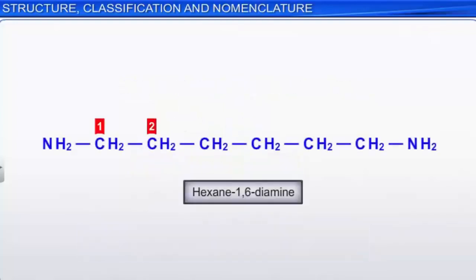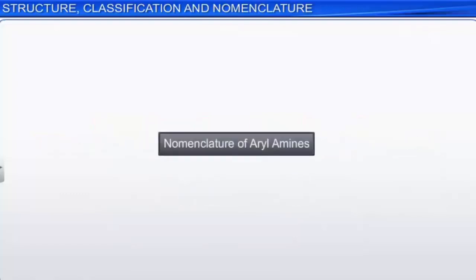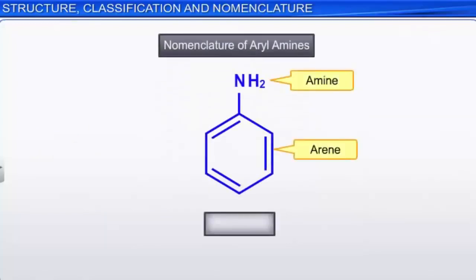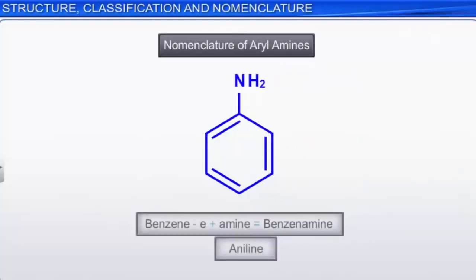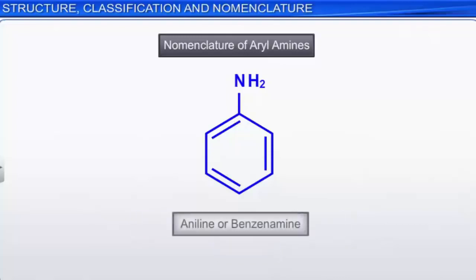Similarly, the given compound with 2 amine groups at 1 and 6 positions is named hexane-1,6-diamine. Now let us see the nomenclature of aryl amines. While naming aryl amines according to the IUPAC system, the suffix 'e' of the arene is replaced by amine. Thus, in the IUPAC system, aniline is named benzenamine. Note that aniline has also been accepted as the IUPAC name.